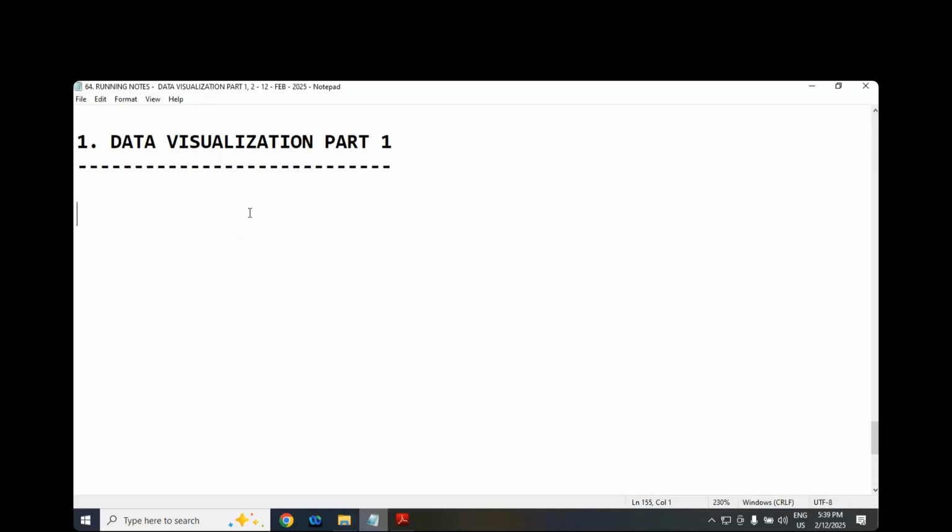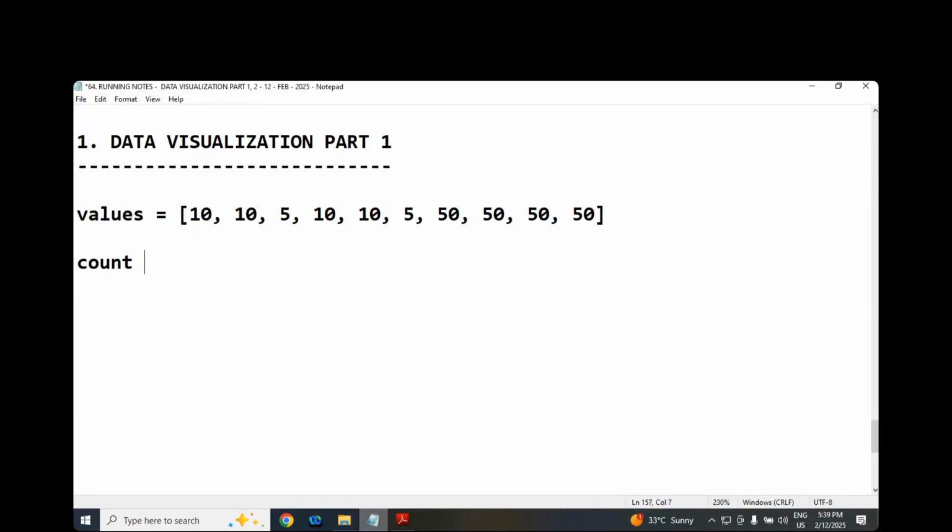Let us take some values. Values equal to 10, 20, the next one 5, again 10, again 10, then again 5, and some 50, 50, 50, 50. Good. Now I have one small question for you. I just wanted to know the count of each value. How many times did 10 come? 4 times. Very good.